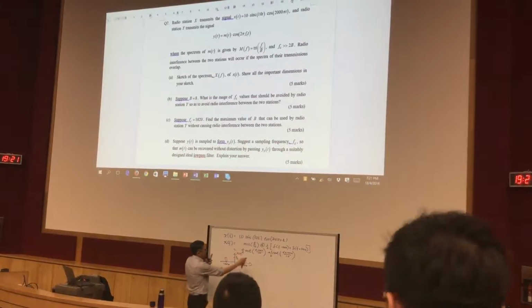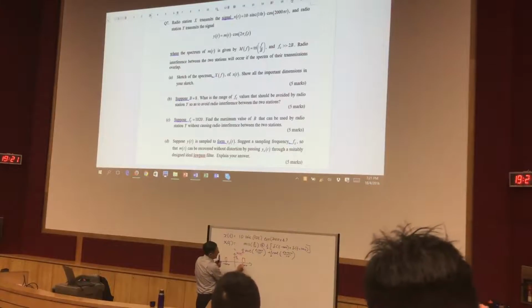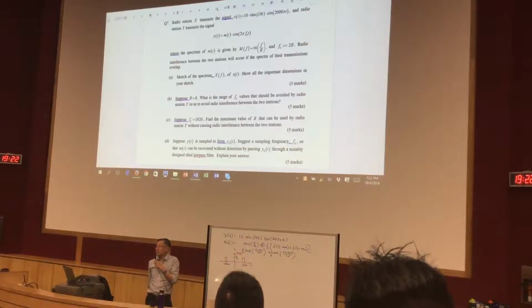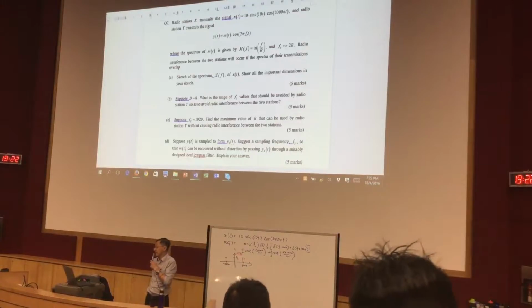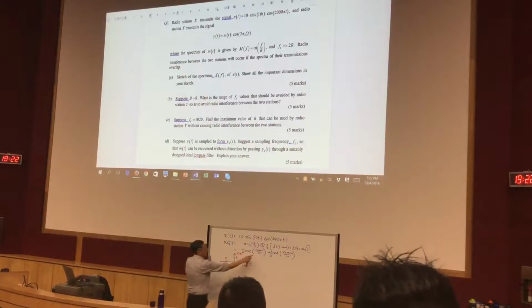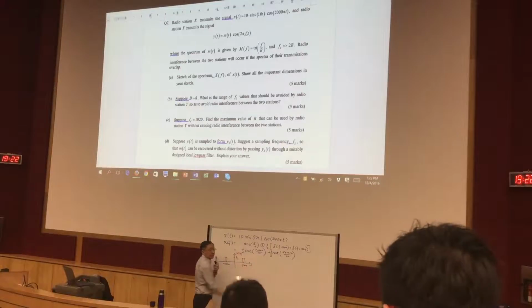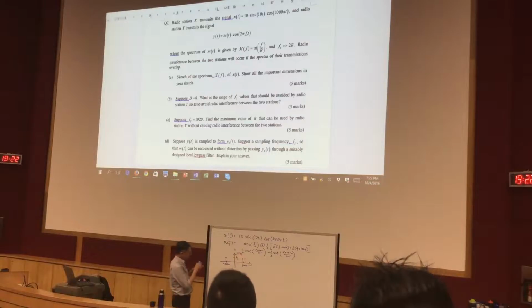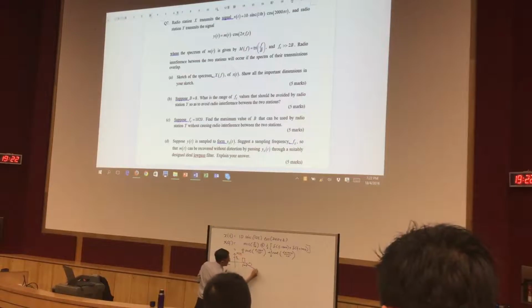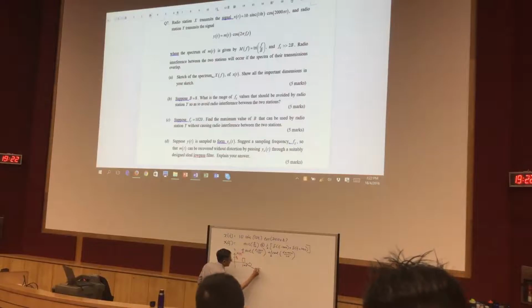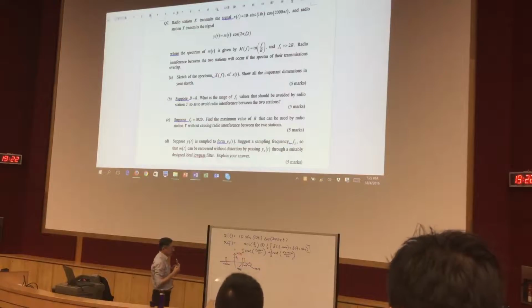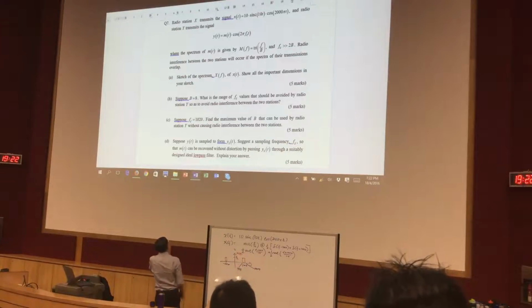Okay. So this one is a width of 10, so it's 995 to 1005, okay? This is a width of 10. 995 hertz to 1005 hertz. Yeah? 10 hertz width. Okay? So that's part 1.